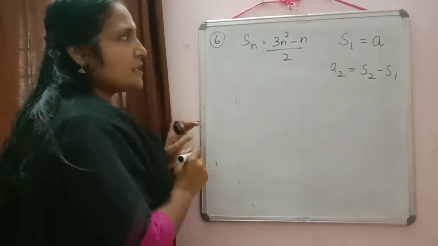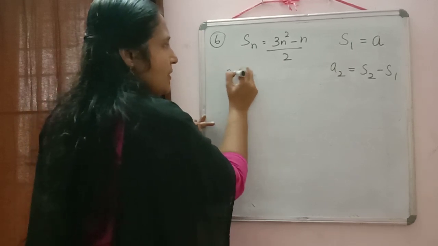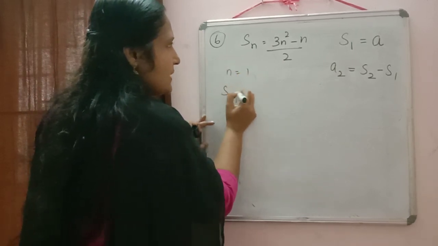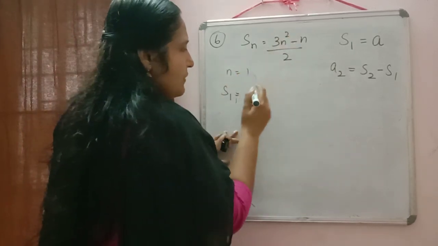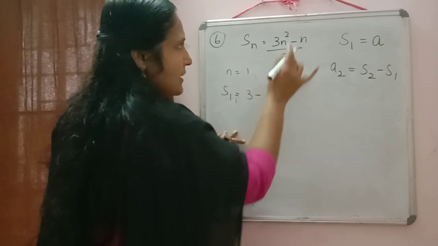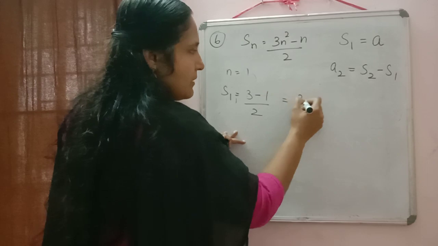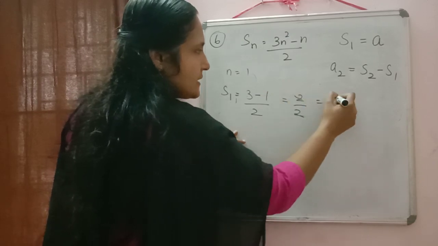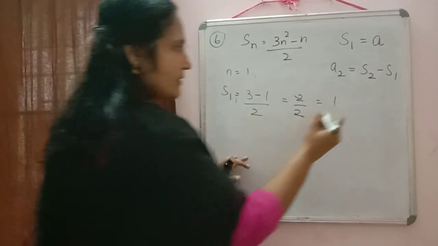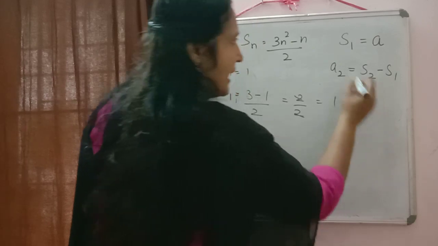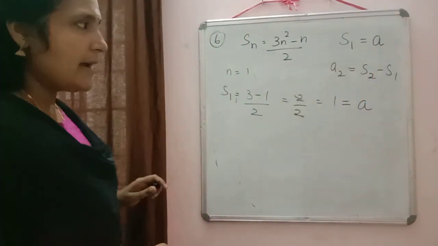So first substitute n is equal to 1. So what will we get? S1 is equal to 3 into 1 square, which is 1 only. So 3 minus 1 by 2. 3 minus 1 will be equal to 2, 2 by 2 is equal to 1. And S1 is equal to A. So we got the first term A as 1.